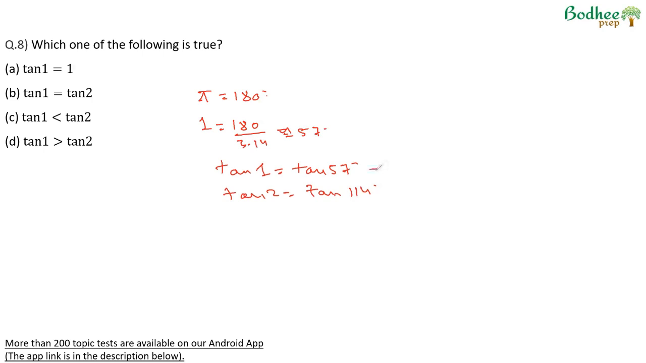57 degrees is in the first quadrant, so this will be positive. 114 is in the second quadrant, where tan is negative, so tan 2 has to be negative. So tan 1 is positive, tan 2 is negative. Therefore, the positive value has to be greater than the negative value. Option D becomes my answer.